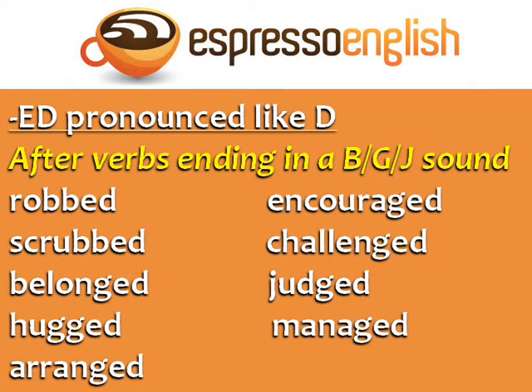Finally, ED is pronounced like D after verbs ending in a B, G, or J sound. This is one of the most difficult to pronounce, so let's practice. Robbed, scrubbed, belonged, hugged, arranged, encouraged, challenged, judged, managed.